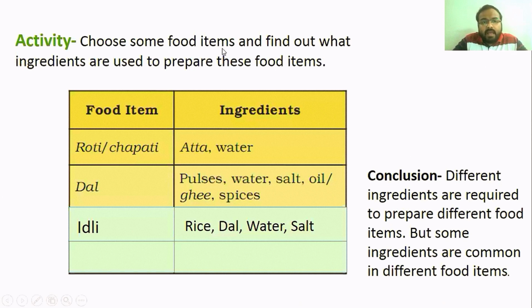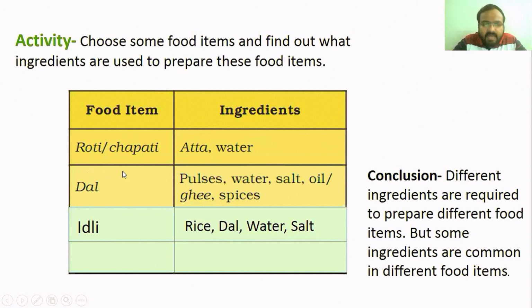Choose some food items and find out what ingredients are used to prepare these food items. So we have to select various food items and find out the ingredients required to prepare them. Like the first food item is roti or chapati. In order to prepare roti or chapati, we would require atta and water. So atta and water are ingredients for roti or chapati.